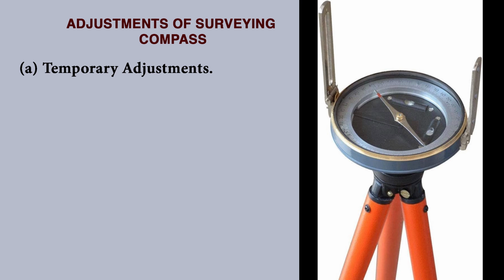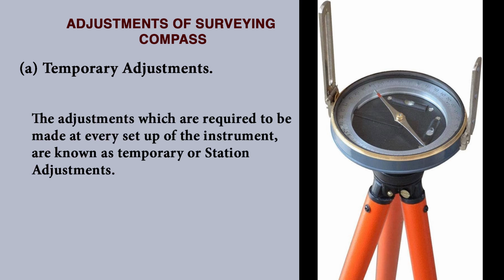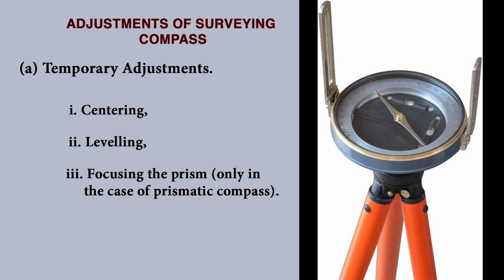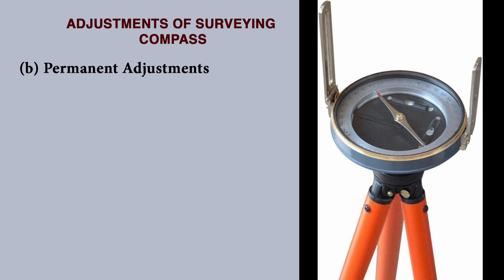We will now discuss the adjustment of the surveying compass. Following are the adjustments of the surveying compass: temporary adjustment and permanent adjustment. The temporary adjustments are required to be made at every setup of the instrument. Temporary adjustment includes the following operations: centering, leveling, and focusing the prism, only in the case of a prismatic compass. These have been discussed earlier in our previous lectures. In this session, we will focus on permanent adjustment. So, what is permanent adjustment?